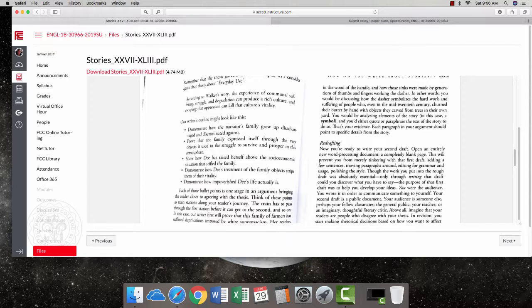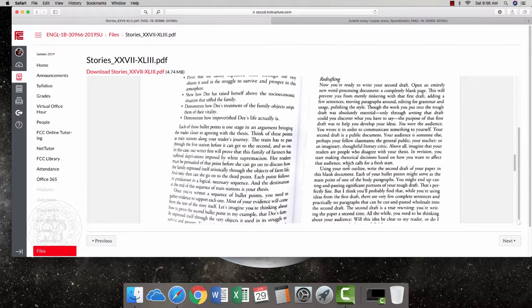In other words, you would be discussing how the dasher symbolizes the hard work and suffering of people who, even in the mid-20th century, churned their butter by hand with objects they carved from trees in their own yard. You would be analyzing elements of the story, in this case a symbol, and you'd either quote or paraphrase the text of the story to do so. That's your evidence. Each paragraph in your argument should point to specific details from the story. Redrafting.